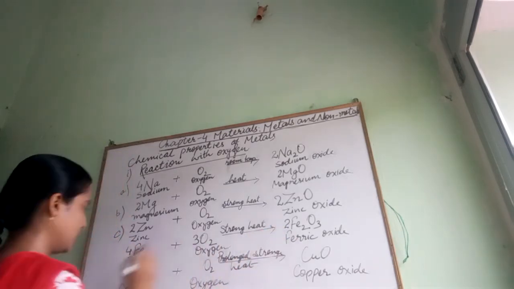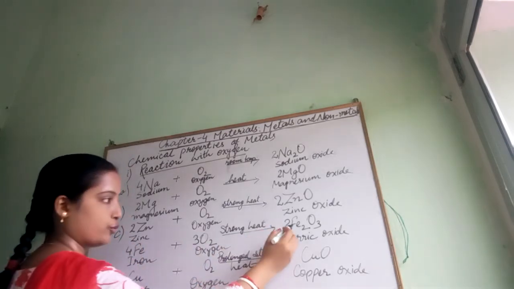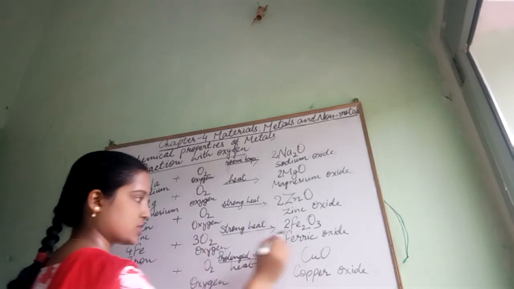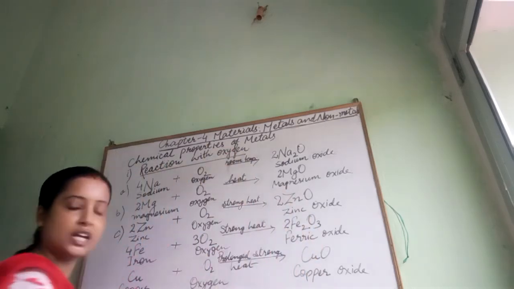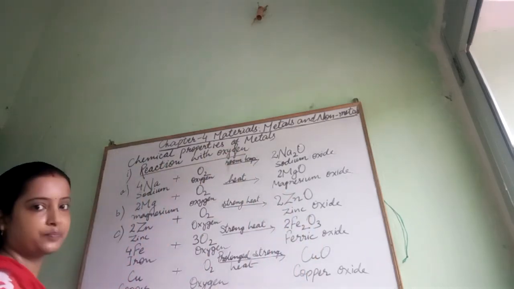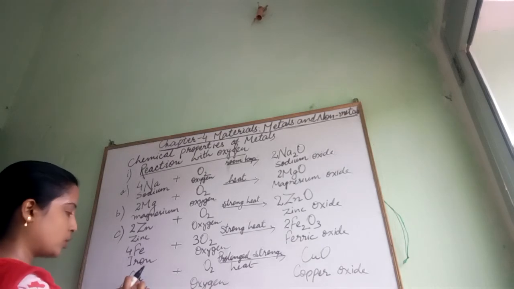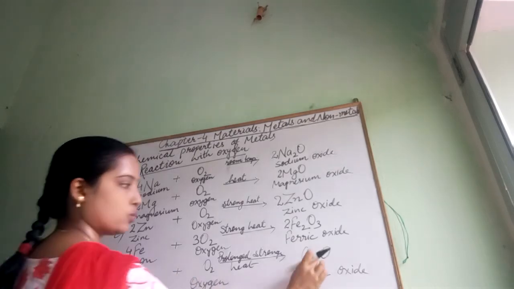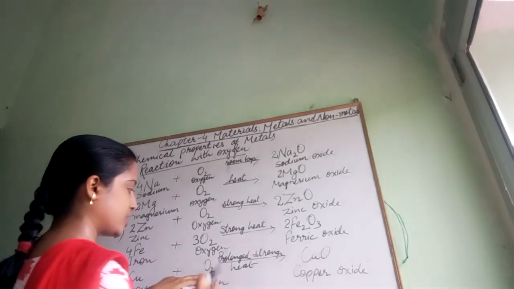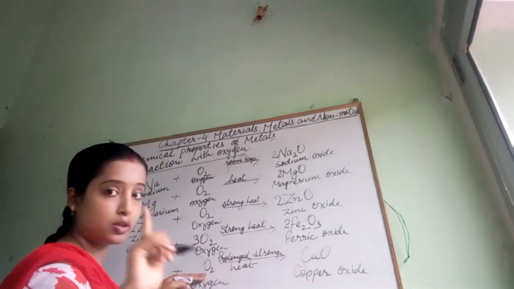2 2s are 4, 4 Fe. 2 2s are 4 Fe. 3 2s are 6 oxygen. 2 3s are 6 oxygen. Now the reaction is balanced. Now here also copper. Copper again 1 and 1, balanced. Oxygen 2 and 1, not balanced.